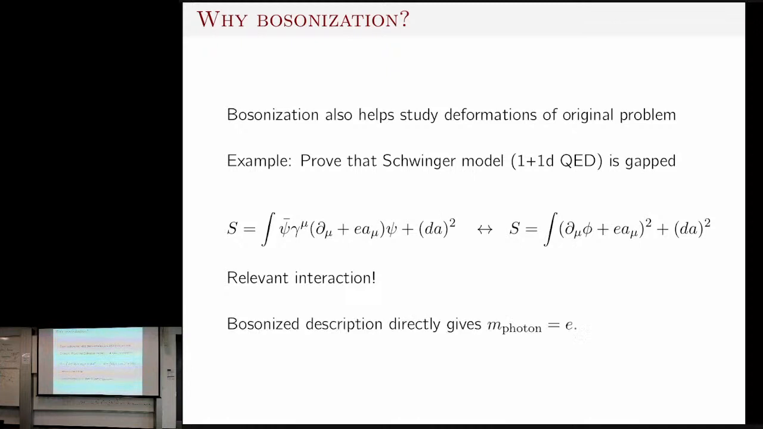Good. So right, we immediately see that it's a gap. So it's a gap photon. So life is not as simple as 1 + 1D Dirac fermions.